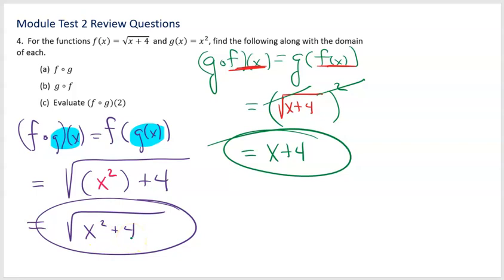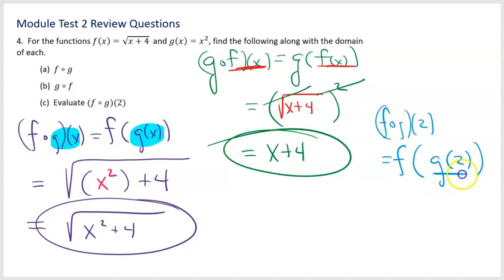All right, and then for the last problem, we have f composite g of 2. So f composite g of 2. What does that mean to do? Well, by definition, that's f of g of 2. So let's do the inside first. Let's calculate g of 2. The f just is going to stay out there.